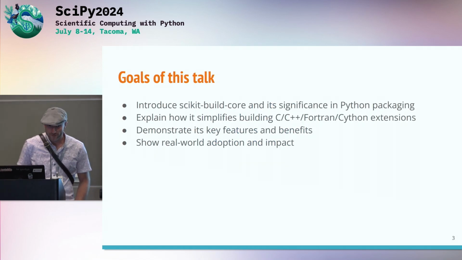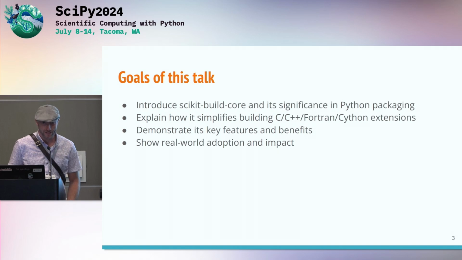The goal of this talk is to introduce scikit-build-core. We're going to look at how it impacts the distribution and the building of wheels. We're going to see how it simplifies building C, C++, Python, Fortran, and Cython projects. We'll look at some of the key features and review some of the impact on real-world projects.